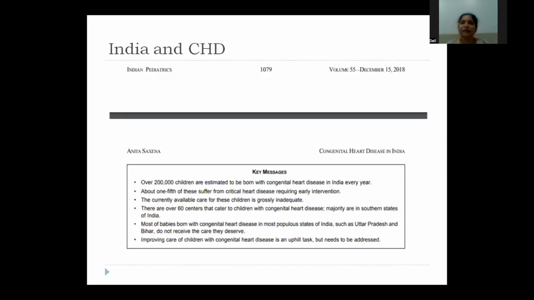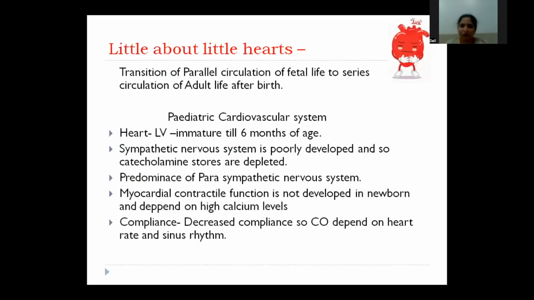The scenario of India and congenital heart disease: every year 2 lakh babies are born with congenital heart disease. In comparison to Western countries, the treatment modalities in India are not up to the mark. So, a small note about the basics. We all know that after birth there is a transition of the circulation from fetal circulation, which is parallel circulation, into the series circulation of adult life. But in congenital heart diseases this doesn't happen, and that's why we have to face the sequelae of these parallel circulations after birth.